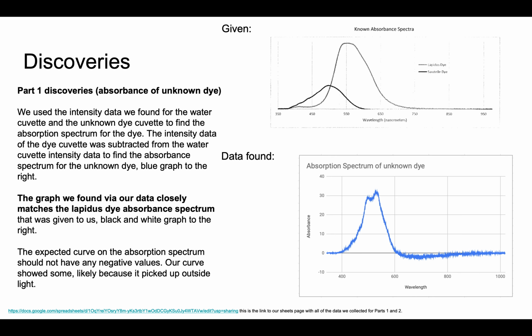So for the first part, we found these graphs on the right, and the top one was given to us. So we used the intensity data we found for the water cuvette and the unknown dye cuvette to find the absorbance spectrum for the dye. The intensity data of the dye cuvette was subtracted from the water cuvette intensity data to find the absorbance spectrum for the unknown dye, which gave us this blue graph on the right. The graph we found via our data closely matches the Lapidus dye absorbance spectrum that was given to us on the top right. The expected curve on the absorbance spectra should not have any negative values. Our curve showed some, likely because it picked up some outside light from the classroom.